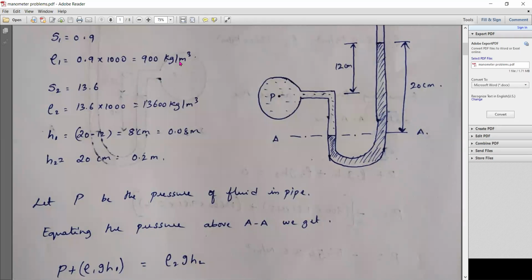So now I think we have all the terms here. Just substitute these values. And if you want P, we'll send this term here. So it becomes P equal to rho 2 g h2 minus rho 1 g h1. So find the value of P, calculate it.